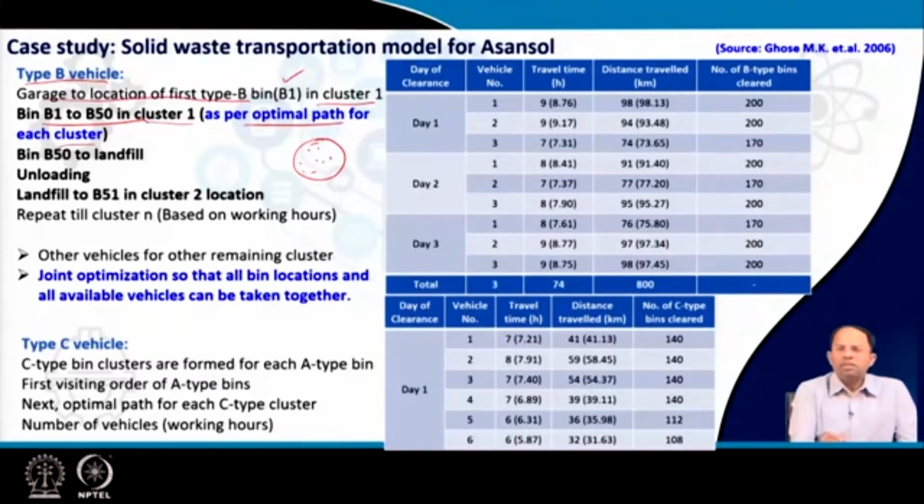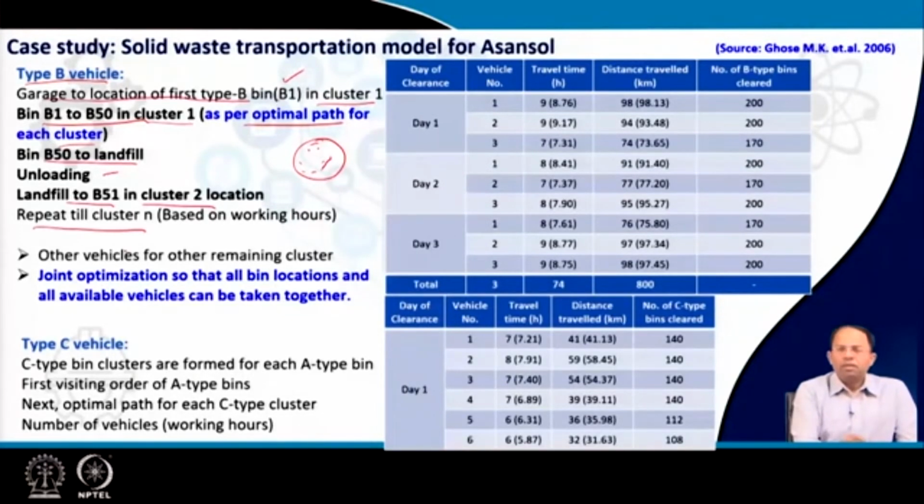So I have 50 locations and the vehicle has to travel from one location to another to each of these 50 using the shortest path. We have to determine not only the shortest path, but the shortest route, right? Which sequence will we go in? Should I go to bin 1, then to bin 4, then to bin 8? Or should I go from bin 1 to bin 2, bin 3? It all depends on which sequence is the most optimal. So from bin B50, it goes to the landfill, then it unloads, then it comes back to B51 in cluster 2, then it starts working in the second cluster.